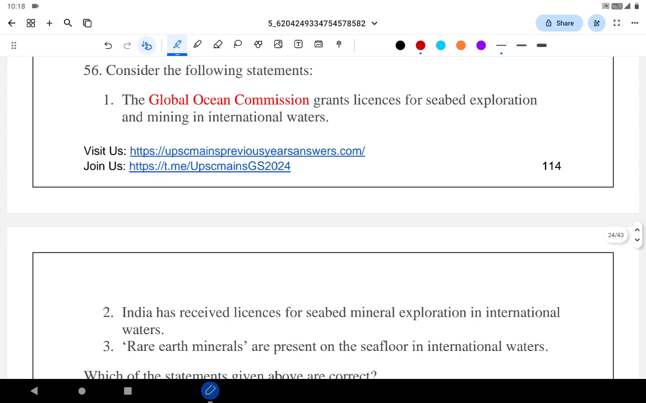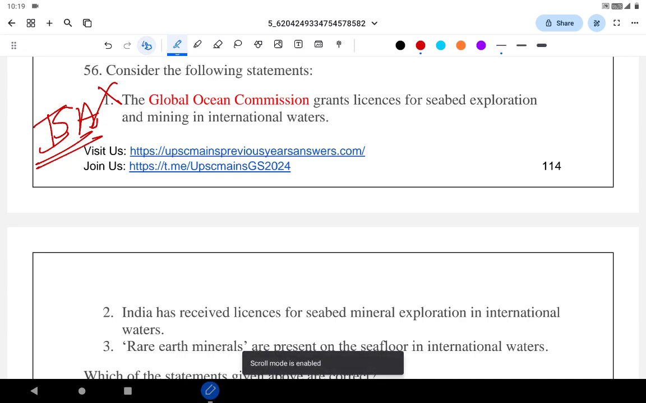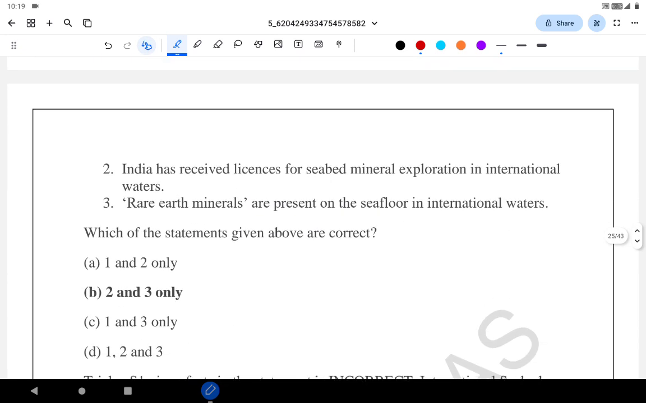The Global Ocean Commission grants licenses for seabed exploration and mining in international water. That is, the International Seabed Authority grants that permission, not Global Ocean Commission. So it is wrong. Again, the parent organization name given here is wrong. You can see the pattern.